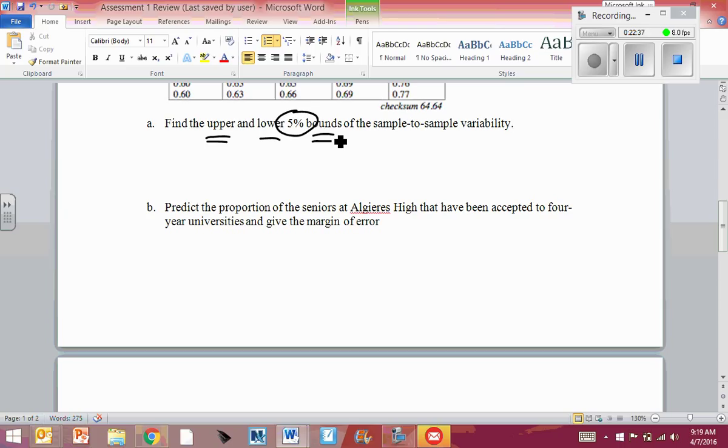Predict the proportion of seniors at Algiers that have been accepted to 4-year universities and give them a, this is going to be important, a margin of error, M-O-E, margin of error. What we call that, your MOE? That way you don't have to say the whole thing every time. All right, so let's see if we can get them what they need.